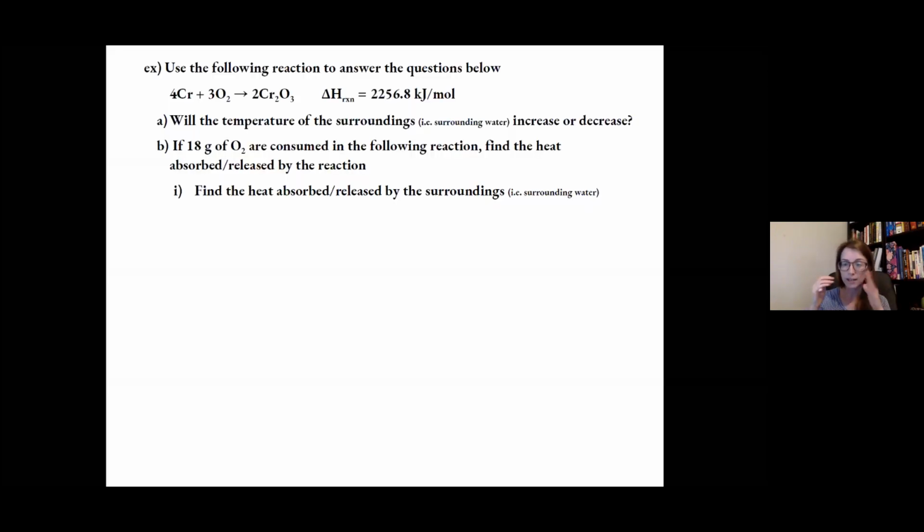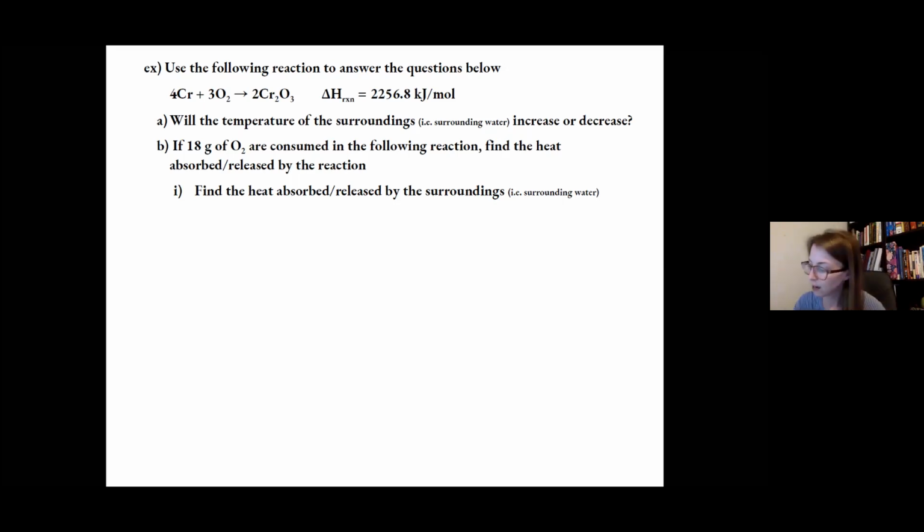So looking at what an example problem could look like. Here's a different reaction, chromium plus oxygen yielding chromium oxide. It's balanced and there's a heat of reaction given there for you. The first question it wants us to answer is, will the temperature of the surroundings, like surrounding water, because most of the time from here on out we'll be using water, increase or decrease?